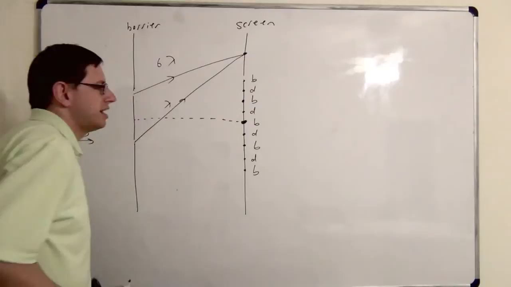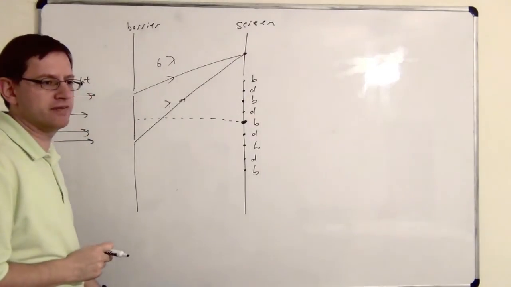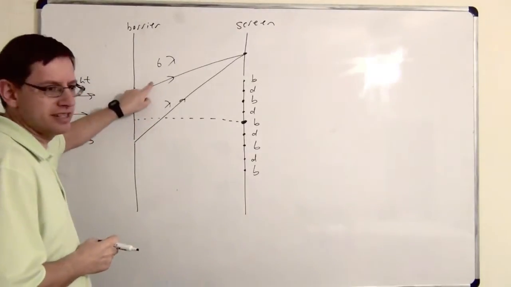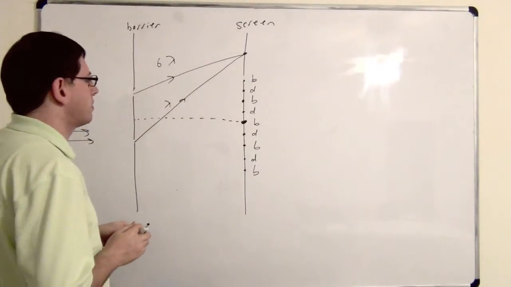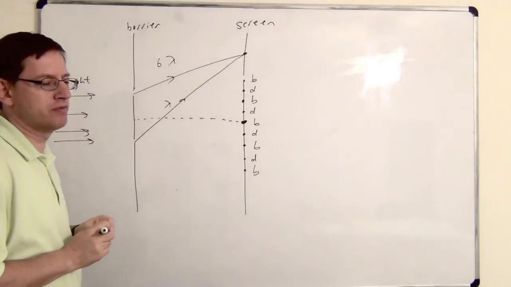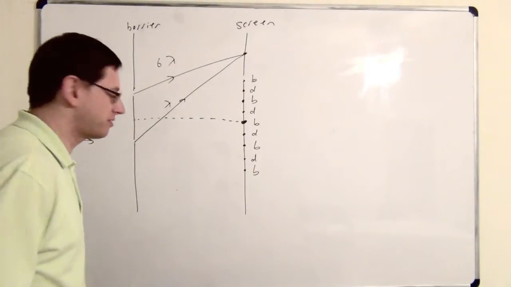So what matters then is what we could call the path length difference. Do you understand what I mean by path length difference? That's how much further this distance is than this one. What matters is whether the path length difference is an integer number of wavelengths or an integer number of wavelengths plus half a wavelength. Okay.